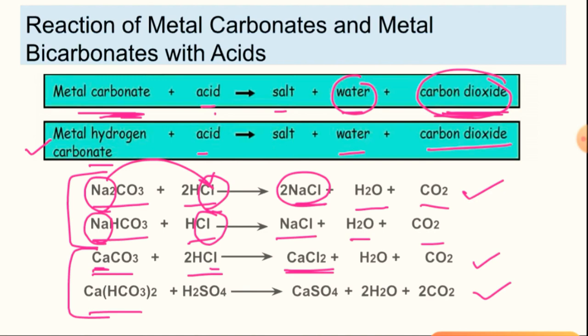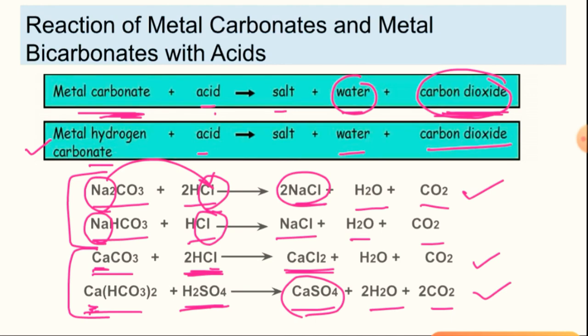So here you could see that we have 2 HCl. This is H2SO4, it's not HCl. So here we will have a different anion. Calcium is reacting with sulfate, so they will form calcium sulfate, water and carbon dioxide. So the salt which we get depends on the nature of the cations and anions available in the reaction.